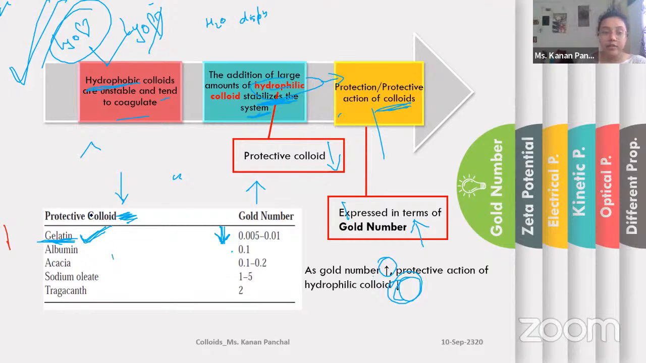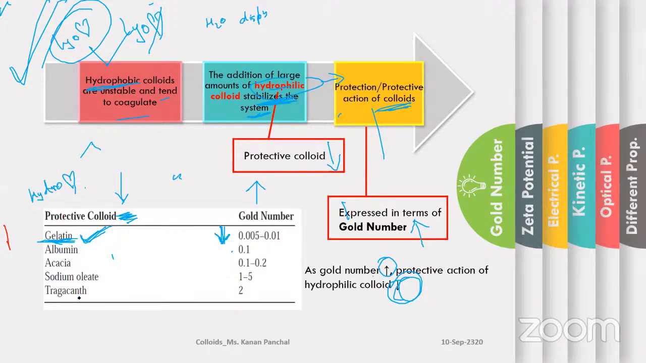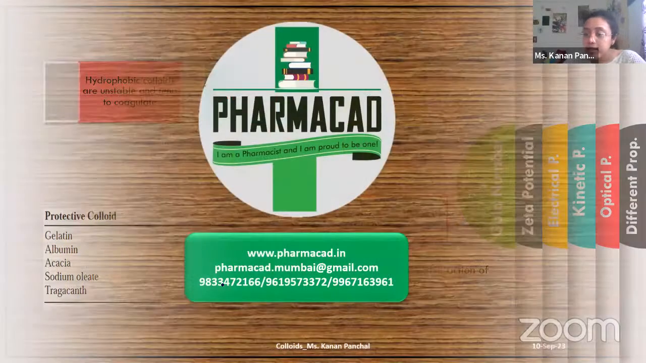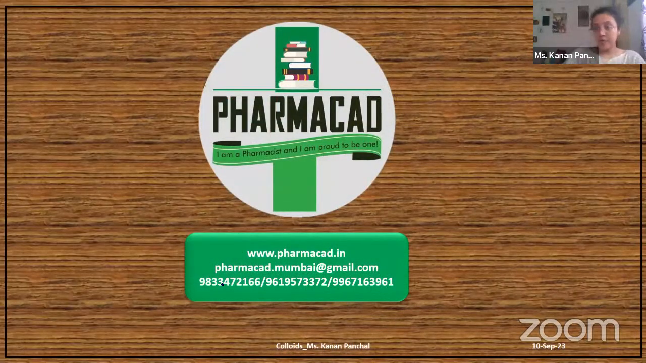And all these protective colloids, again, I'm telling you, are hydrophilic in nature. Fine. And which one has the least protective action? Tragacanth. Why? Because uska gold number सबसे ज़्यादा है in this list. All right. So this was about colloids. With this, we complete the chapter of colloids.